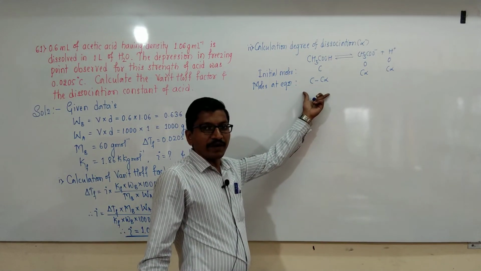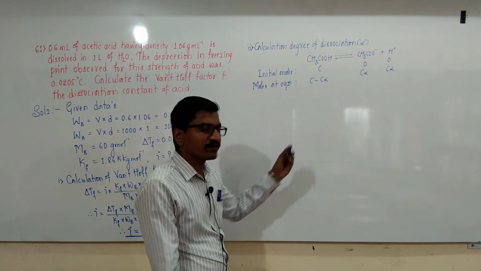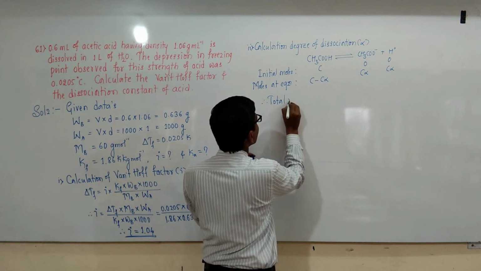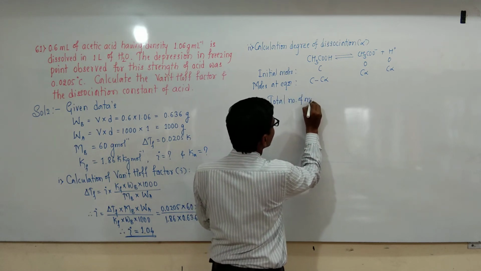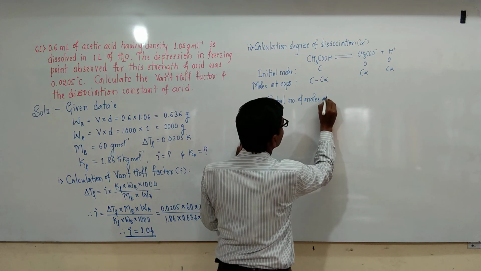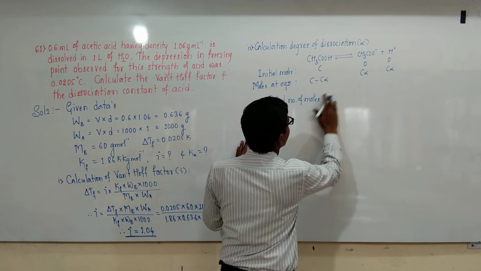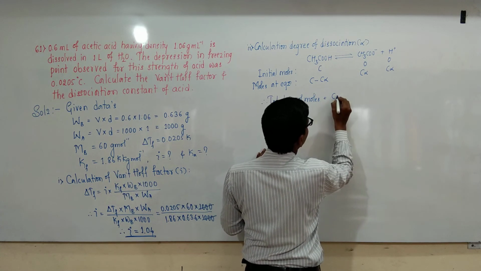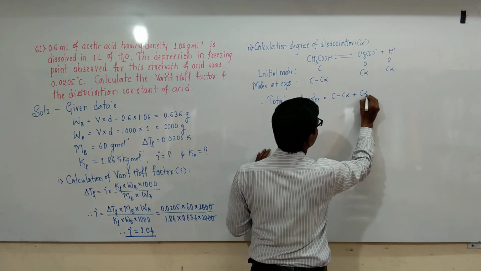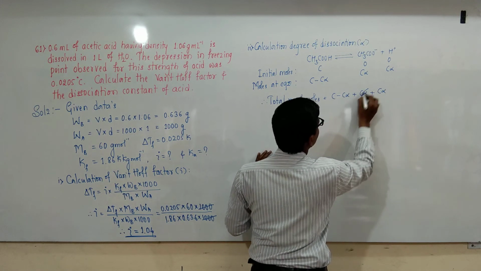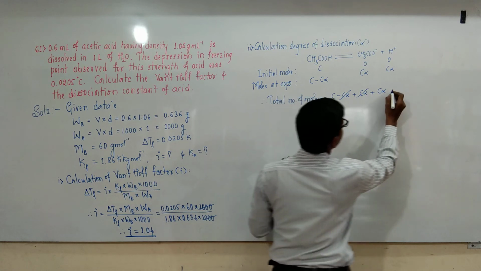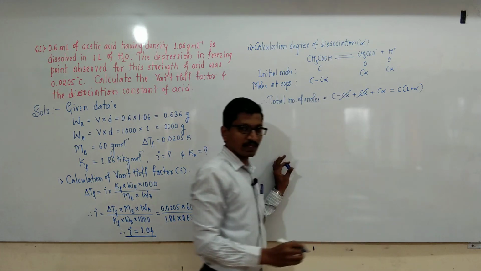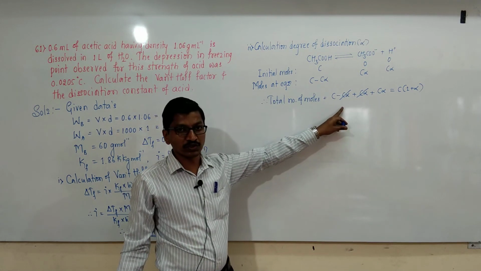This is studied in the equilibrium topic, already in first year. Then total number of moles at equilibrium is equal to C minus C alpha plus C alpha plus C alpha. Here the C alpha cancels. This is equal to C common, 1 plus alpha. This is the total number of moles.